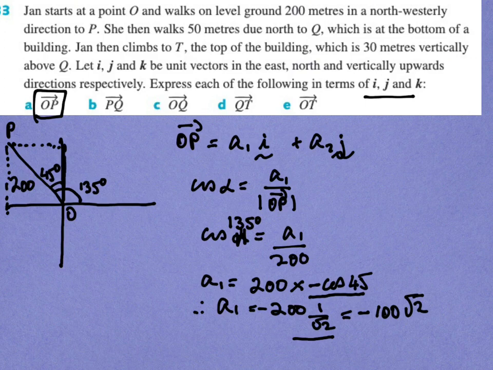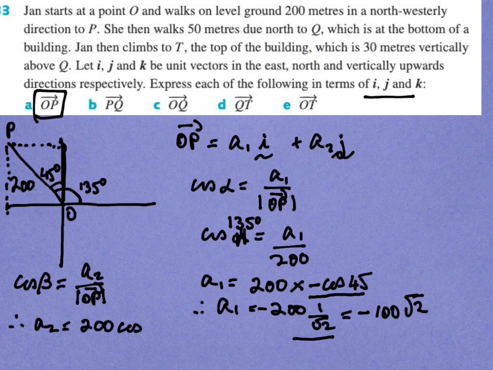Now to find the j component. Well, we know that cos beta is equal to a2 over the magnitude of OP, which we already know, it's 200, isn't it? So what have we got? a2 will equal 200, because the magnitude of OP is 200, cos, and the angle I'm interested in here is right here, it's 45 degrees. And that's 1 over root 2. So a2 is going to equal, rationalising the denominator, etc., etc. It's just the same as before, except not negative, 100 square root 2.